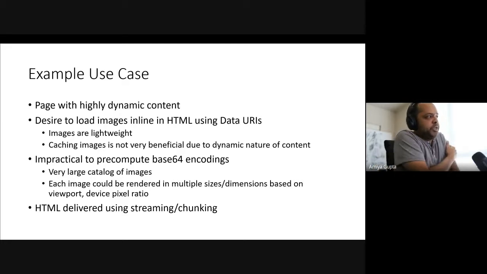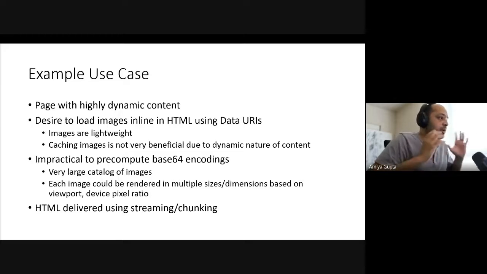And given that you have a very large catalog of images, it's not practical to pre-compute all the base64 encodings for every possible image. And it's not just the number of images, it's that each image could be rendered in multiple sizes and dimensions based on the viewport, based on the device pixel ratio. And there are different places that surface images in different sizes. So the combinations are just very large.